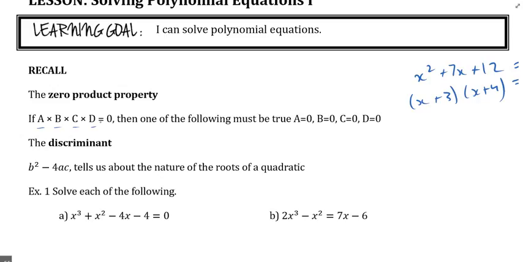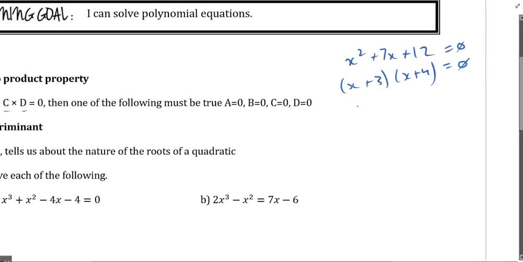So that's what we can deduce. Either A is 0, B is 0, C is 0, or D is 0. In this case, it would be therefore either x plus 3 equals 0 or x plus 4 equals 0. And then you could continue and solve to find the value of x.